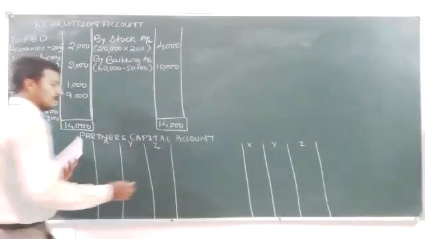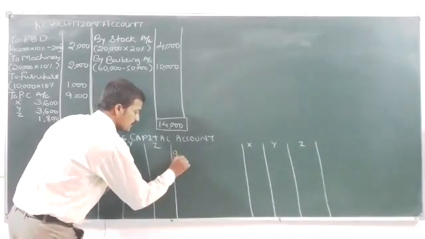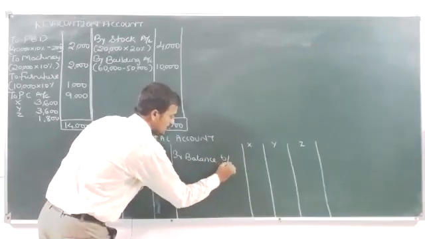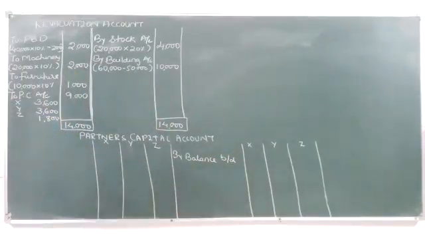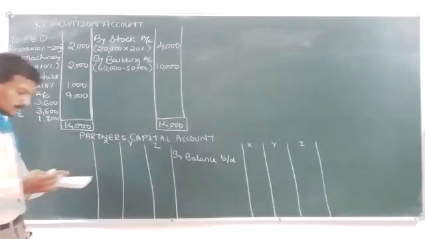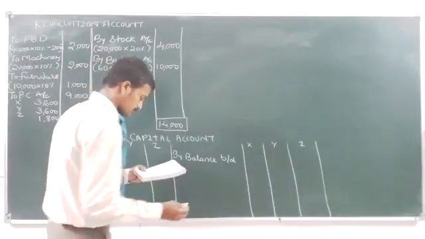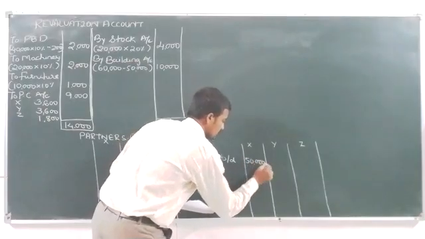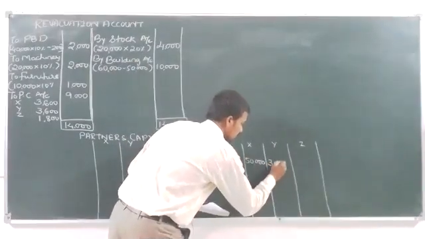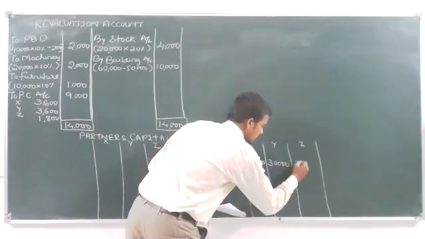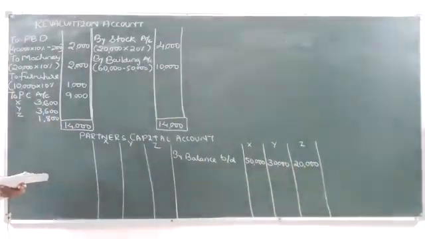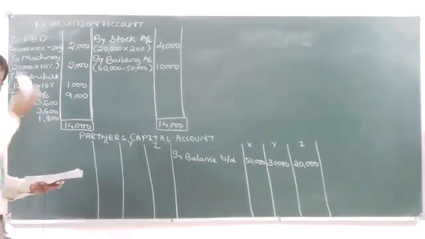As usual, first by balance brought down. By balance brought down 50,000, 30,000, 20,000.